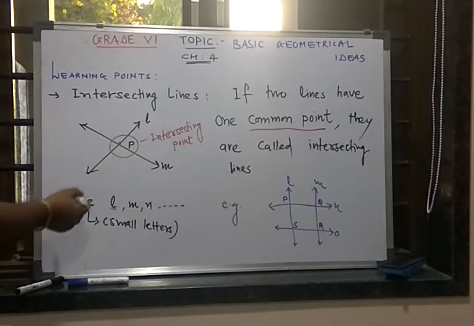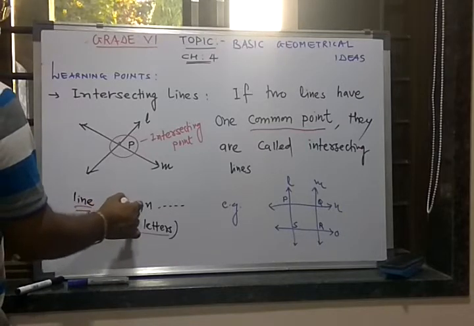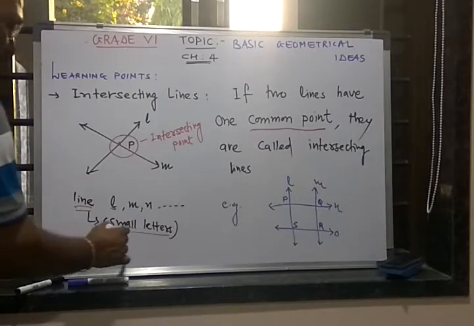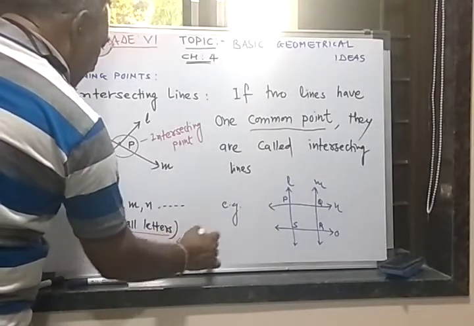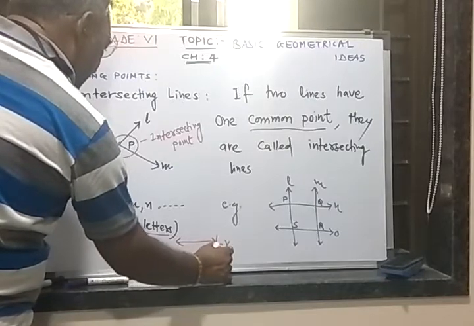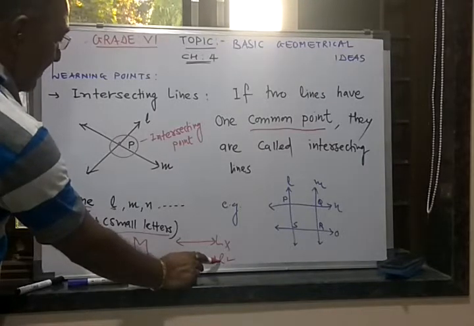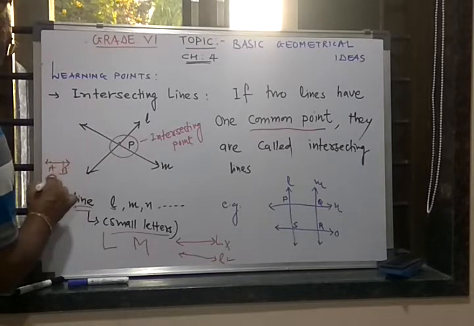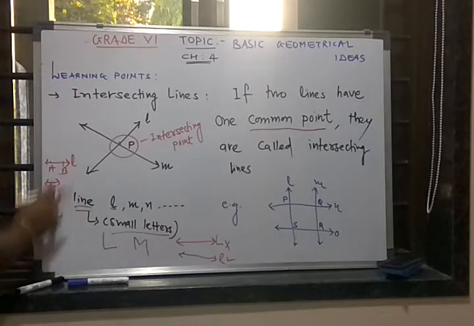A line can be represented by small letters like l, m, n. You cannot represent it by capital letters. Don't say that this is line L. This is wrong. But you can write it in small letters. This is right. So a line can be represented by small letters, or a line can be represented by two points, say A and B. You can write line AB or you can write line l.